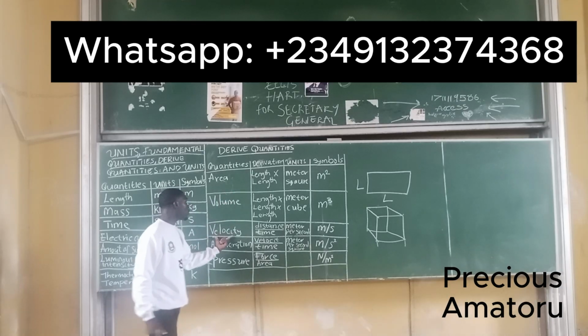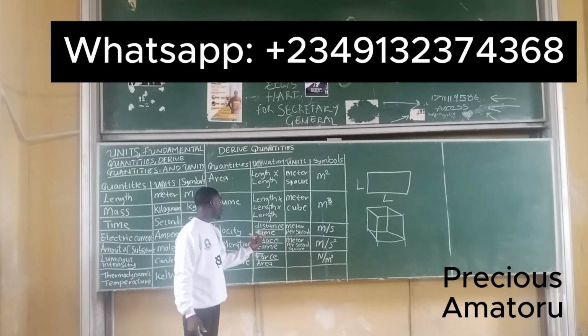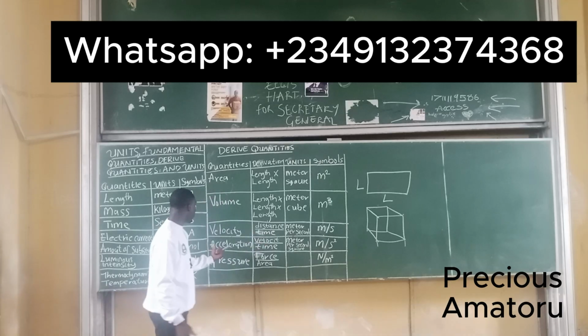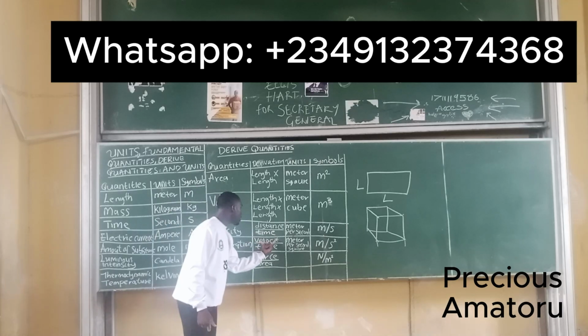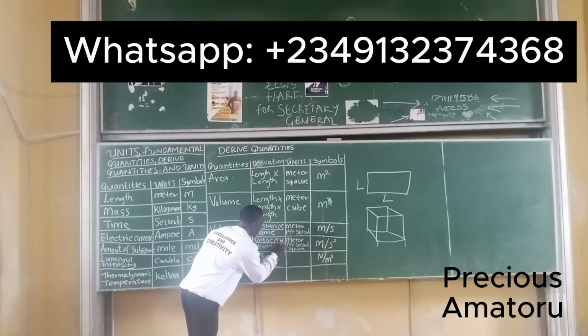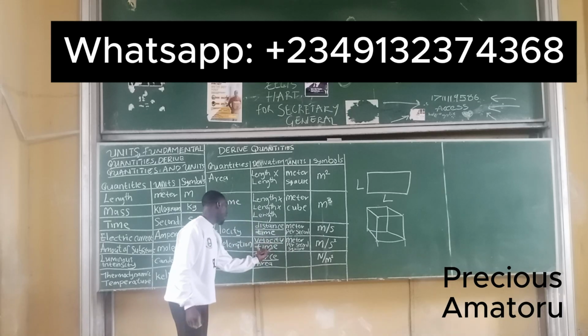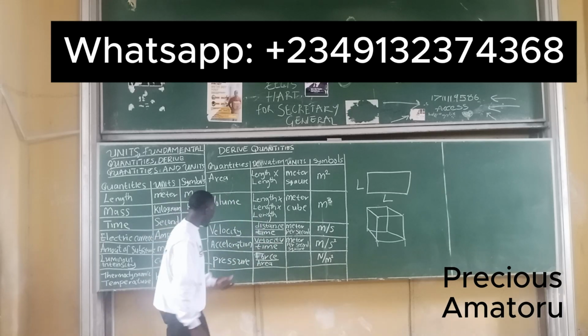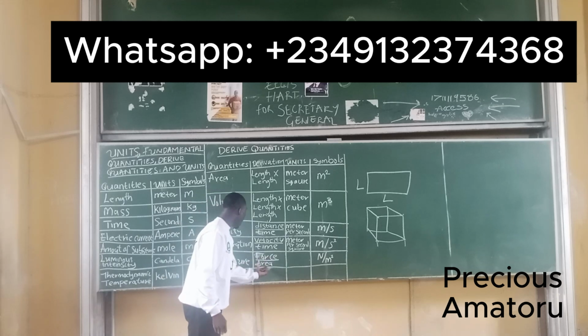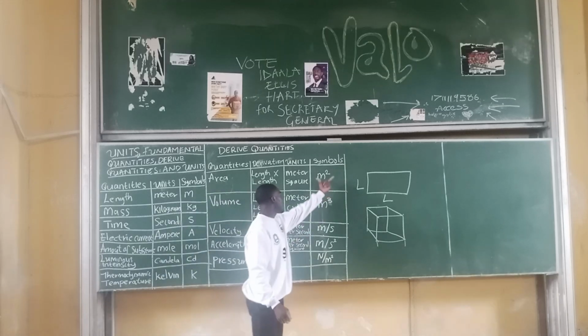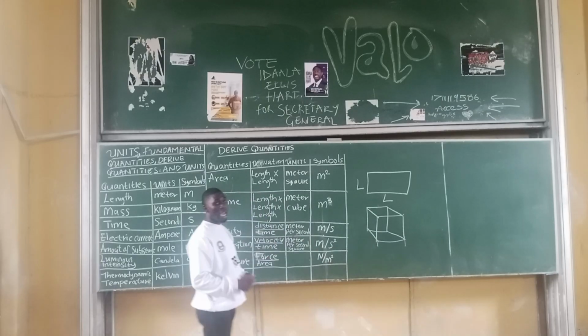Same thing for velocity, we are dividing distance all over time. For acceleration, it is velocity all over time. For pressure, we have force all over area, and these are the symbols for their units.